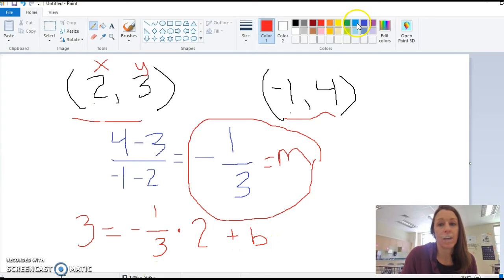So we're going to simplify -1/3 times 2. We can make 2 look like 2 over 1. So 1 times 2 is 2, and 3 times 1 is 3. I'm going to come up here.